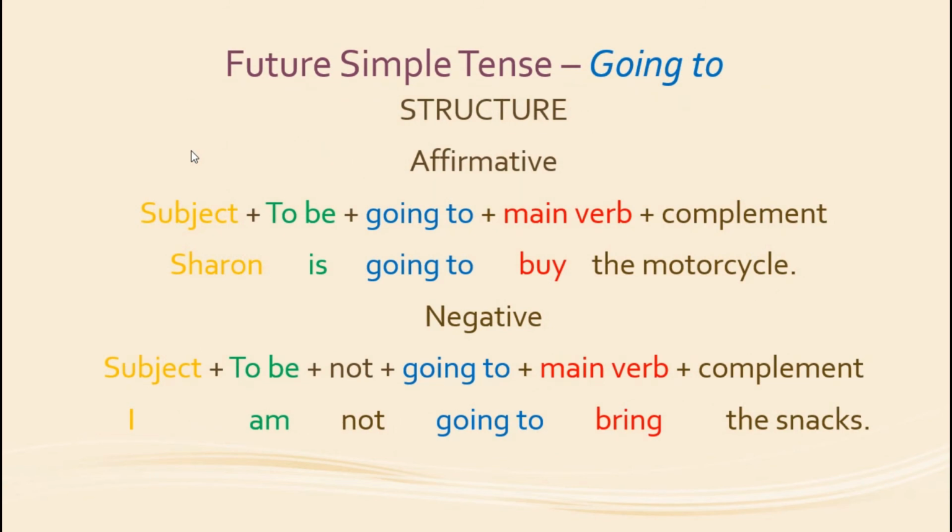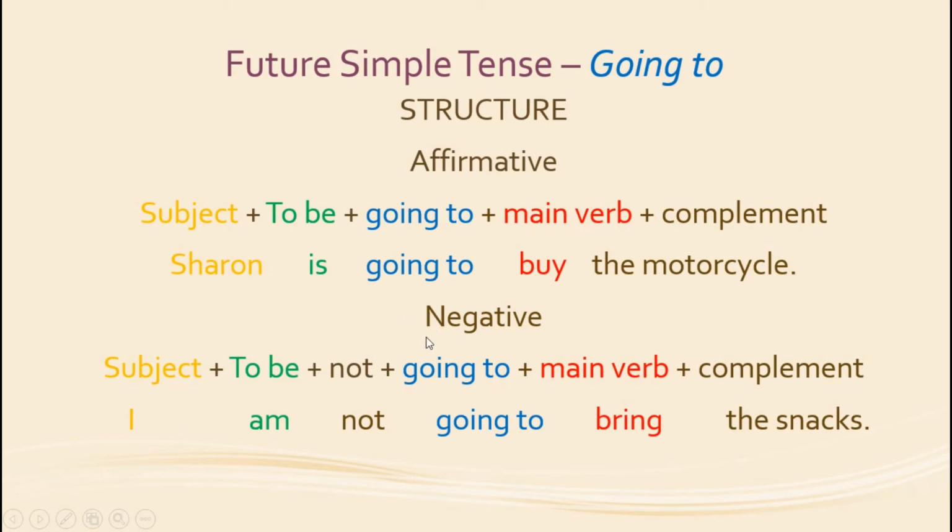Now here we have the structures, the affirmative, negative, and interrogative, for using going to. First, in the affirmative form: subject, always the verb to be according to the subject, going to, and the main verb in infinitive form. And finally, the complement. For example, Sharon is going to buy the motorcycle. As we can see, the verb to be is conjugated with the subject, that is Sharon, that is she. So Sharon is.